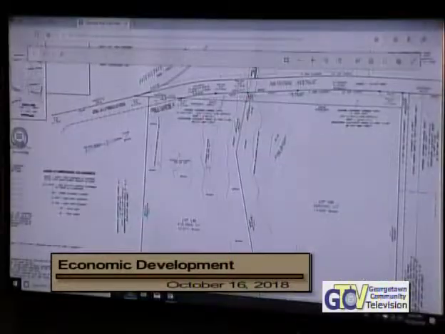So 12A is the north lot, 13A is the south lot. And then you see the issue with lot 12A. That's that wedge-shaped lot that's come back to haunt us.